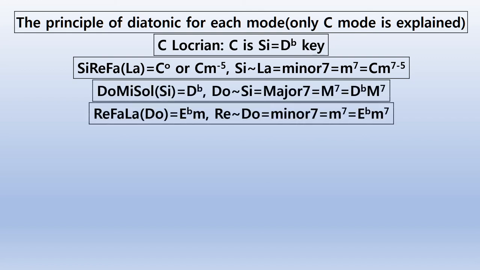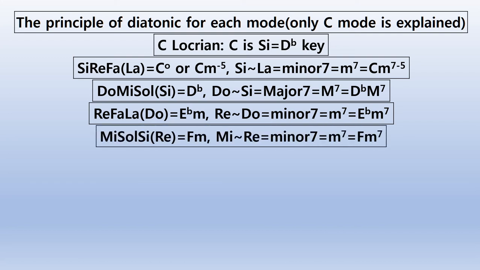The second Do Mi Sol triad is D flat, and the above note C is a major seventh from Do, so Do Mi So Si is D flat major 7. The third La Pa La triad is in E flat minor, and the above note Do is a minor seventh from La, so La Pa La Do is in E flat minor 7. The fourth Mi So Si triad is F minor, and the upper note La is a minor seventh from Mi, so Mi So Si La is F minor 7.